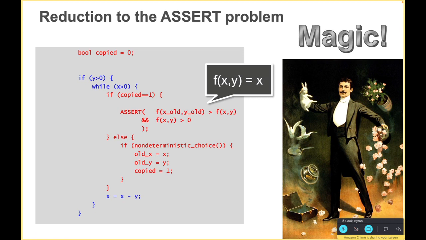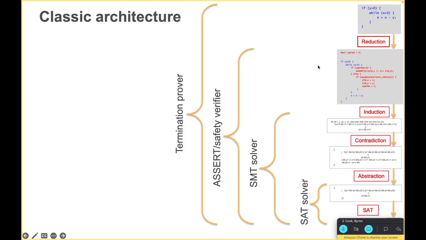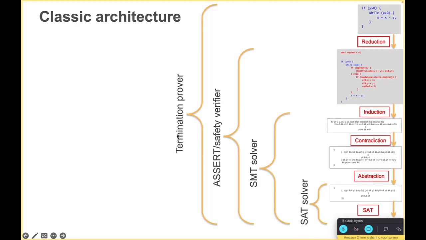So basically, I'm going to now substitute with f, right? So f only picks out x, so I'll just implement that here. And then the idea is that the assert cannot fail if and only if the f is a valid termination argument. Okay, and so if we pass this to a safety prover, this will pass. So we're done.